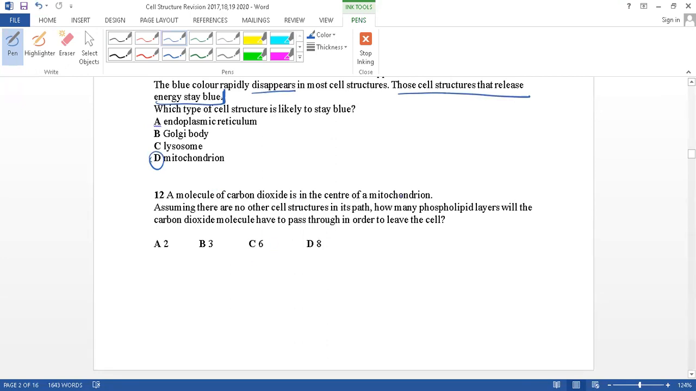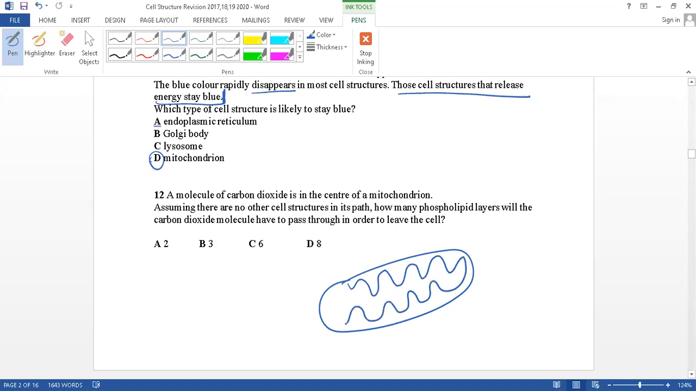A molecule of carbon dioxide is in the center of mitochondria. Now, look at the structure. This is mitochondria, outer membrane, inner membrane, which is convoluted. And here is the molecule of carbon dioxide. Assuming there are no other cell structures in its path, how many phospholipid layers will the carbon dioxide molecule have to pass through in order to leave the cell?